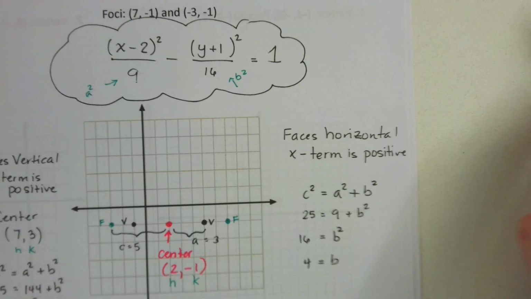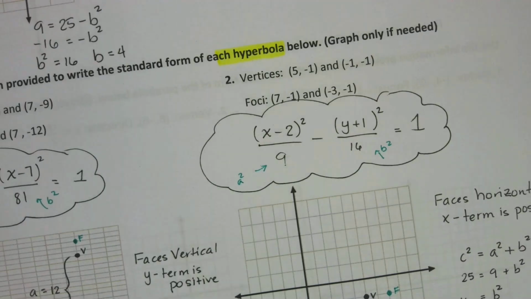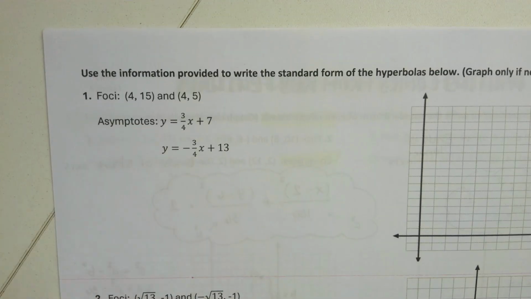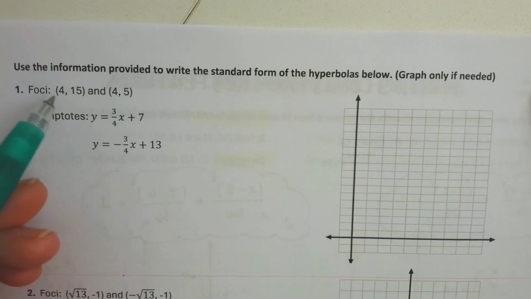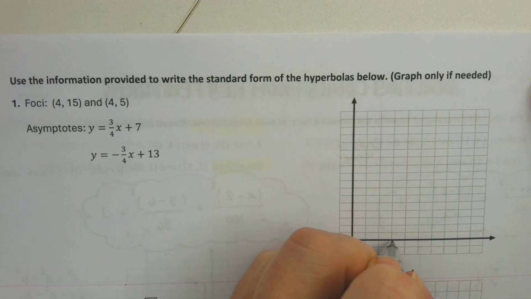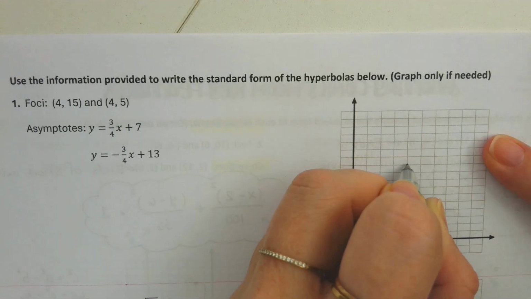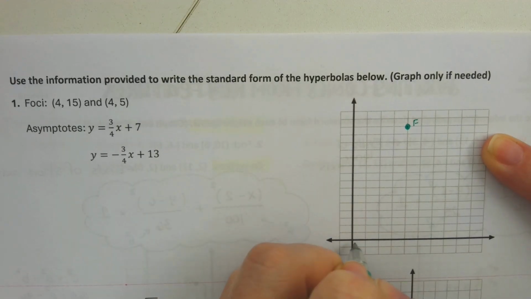So definitely kind of gets you thinking about all the basic shapes of these conics again, because I know the only one we've done recently is a parabola. Okay, flipping it over, we got 2 more hyperbolas, but with different information. This one's talking about foci and the asymptotes. Different information. All right, I'm going to plot the foci. I have one at 4, 15. And then I have another one at 4, 5.